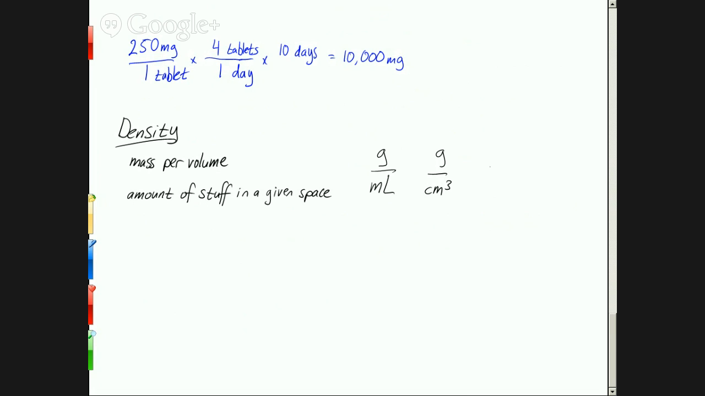Does anybody know what the standard density is, the density of water? Take a guess? It's a pretty common number. 7. Close. 10. Less close. 5. All right, I'll just tell you. It's 1. So the density of water is 1 gram per cubic centimeter or per milliliter.